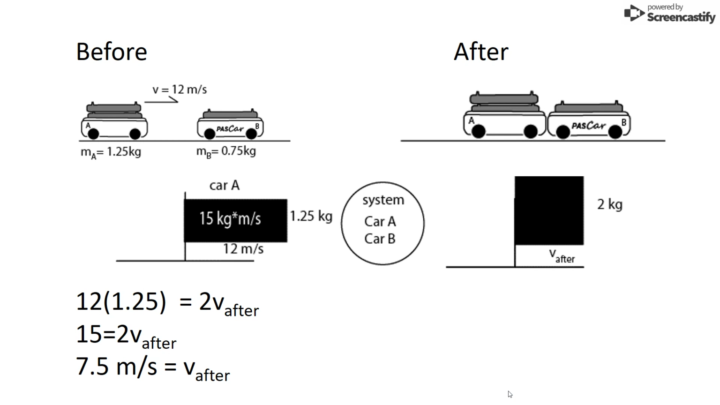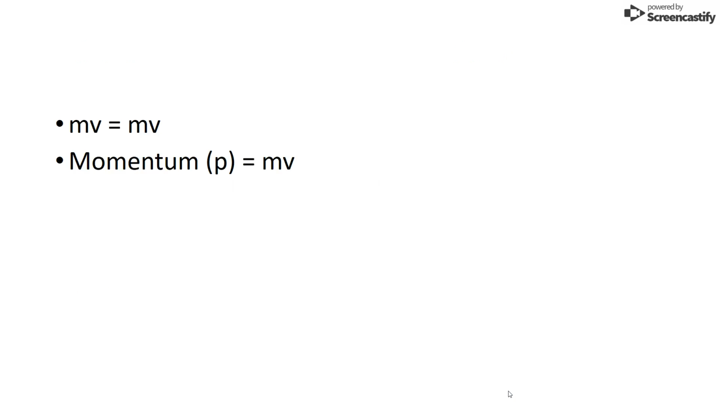This is our basic system. For every box that you have, you're going to have an M times V. In a simple case like this, my total MV before equals my total MV after. That's always going to be the case. These bar graphs help us fill in those MVs. MV does have a technical name. It's momentum. So momentum is mass times velocity.